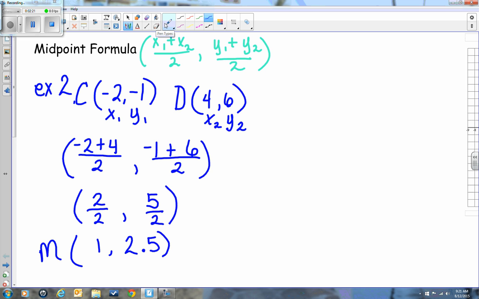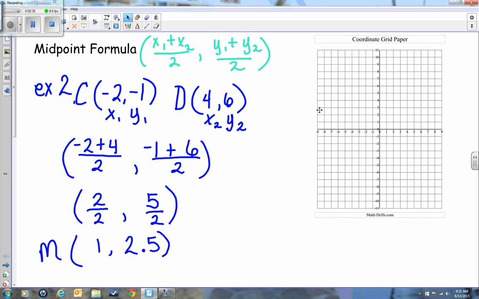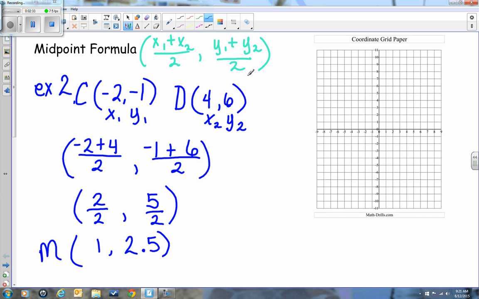Let's double check ourselves on a graph and see if this actually works well for us. Let's grab the graph and we'll test this out. We'll put a point, the first point C is at -2, -1. So at -2, -1, I put C. According to D, it is at 4, 6. So I move from the origin over 4, up 6. And put my little point there, call it D. And we're supposed to have a segment, so we're going to go ahead and grab a segment and pull it from C to D.